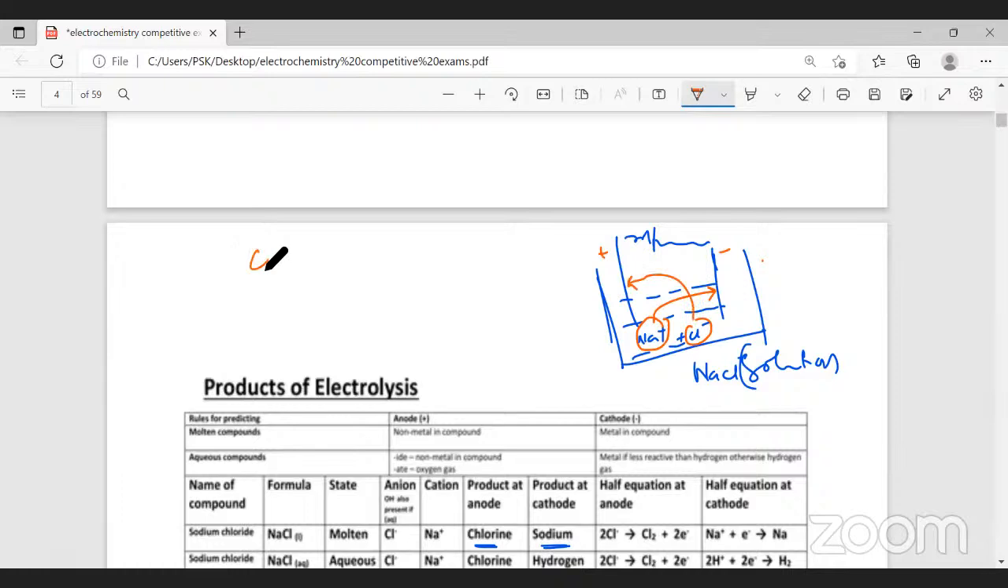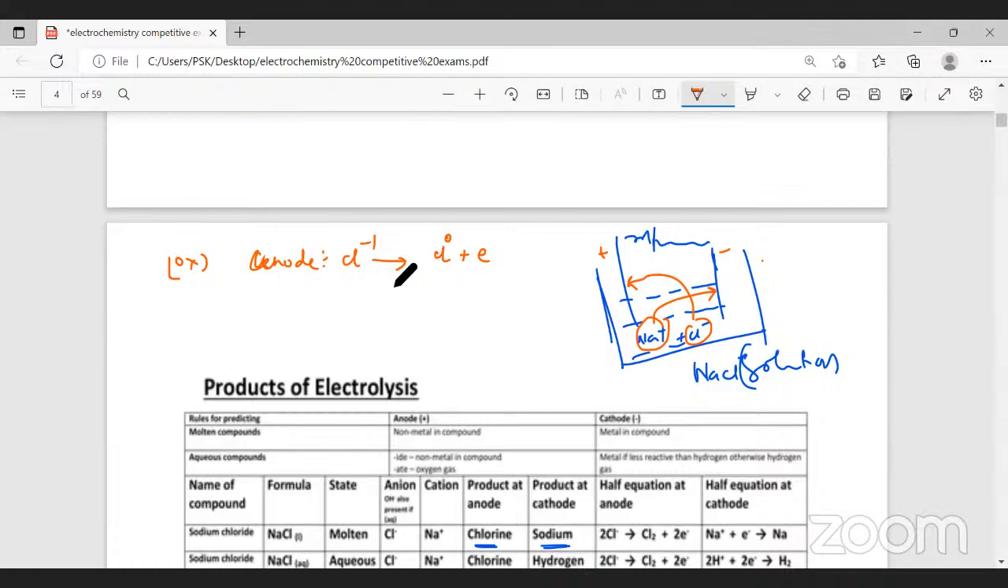So at the anode, what happens? At the anode, what's moving? Cl minus is moving. Now, when Cl minus is moving, what should take place at the anode? Oxidation should take place. What do you mean by oxidation? Loss of electron. The Cl minus gives an electron and becomes Cl. So here the charge is -1, here the charge is 0. From -1 to 0, there is an increase in charge. Therefore, it is called oxidation.